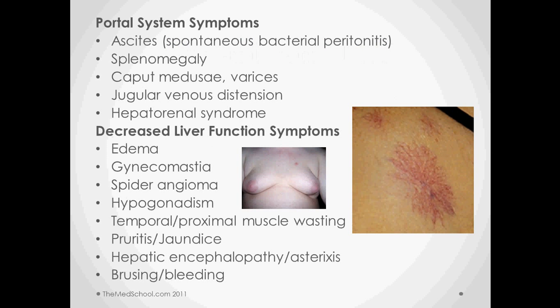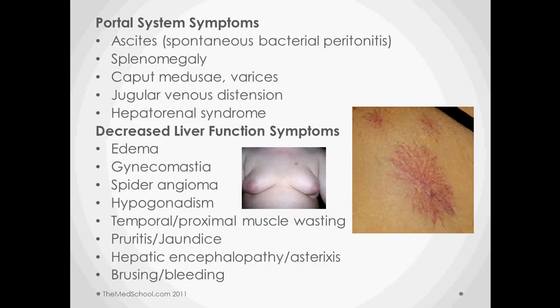The other way that liver disease is going to show up is with symptoms, and these are probably the liver disease patients that are farther along and more serious. There's two main causes for symptoms in liver disease. One is the backup of blood going to the liver.